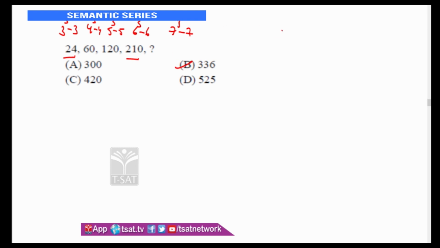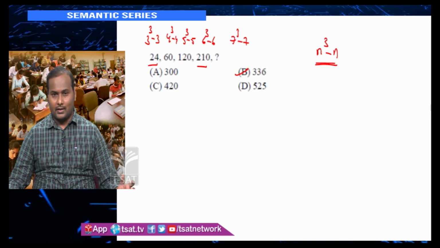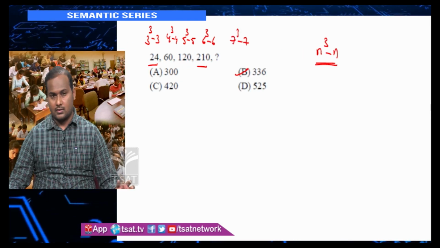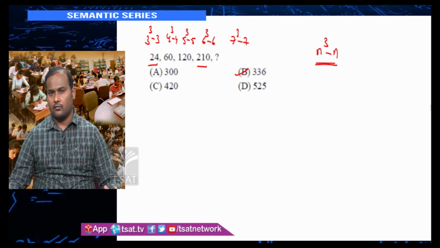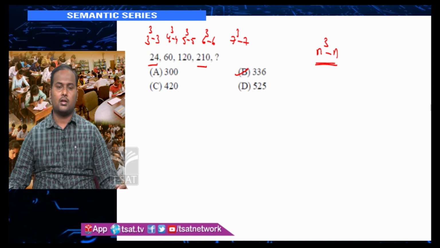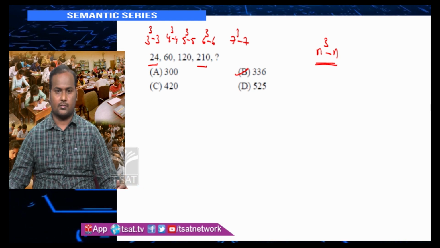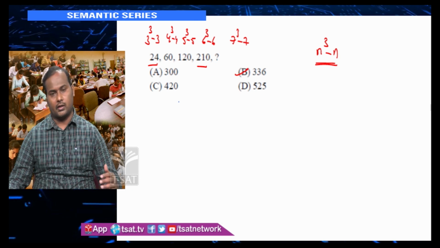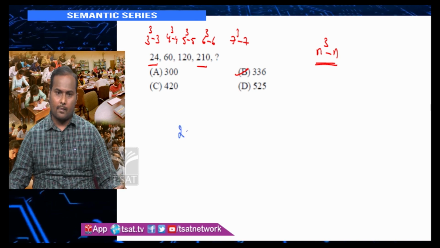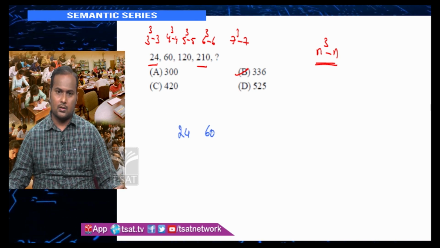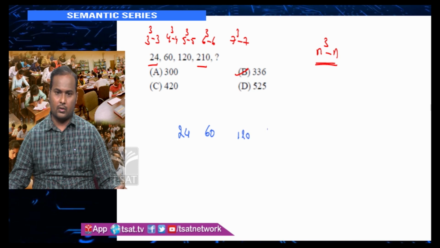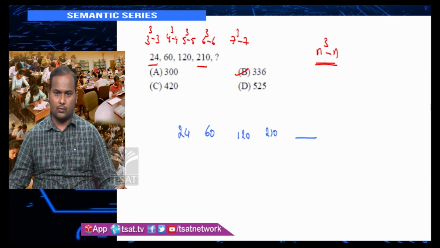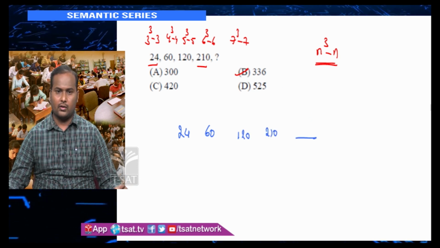So your answer is 336. What is the format? The format of this question is n cube minus n. In this question you can also take the difference and you will get the answer. I said that if the question format is near the values of squares and cubes, then you can also take the difference and get the answer. Let's try to check by taking the difference. 24, 60, 120, 210, and what is the next one he is asking? So you will try to take the difference.